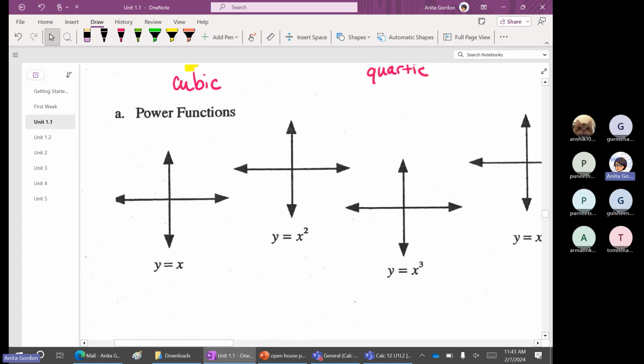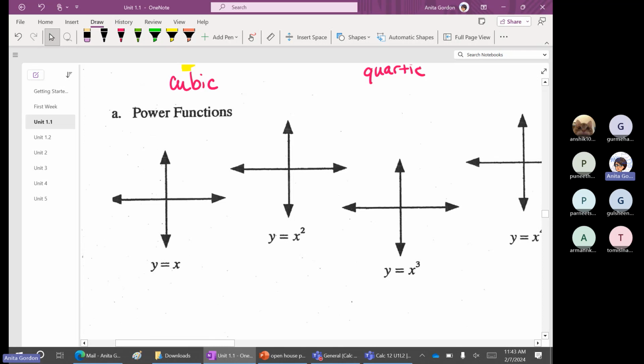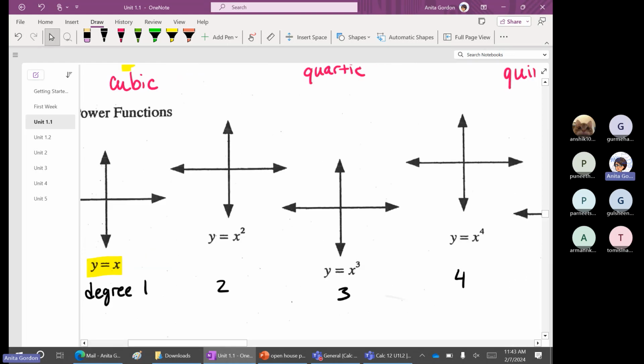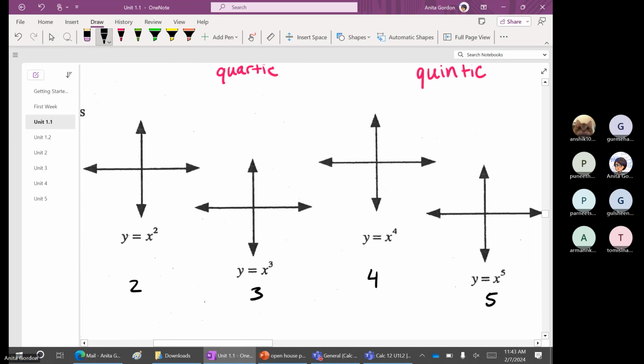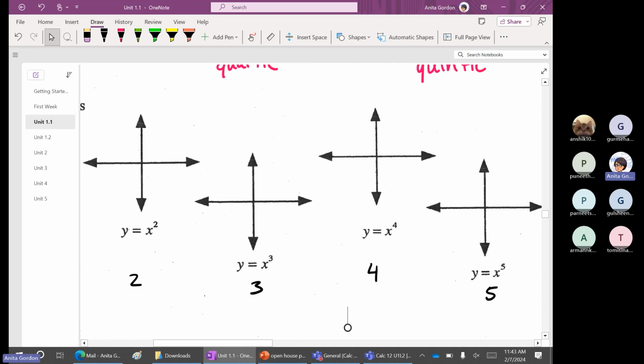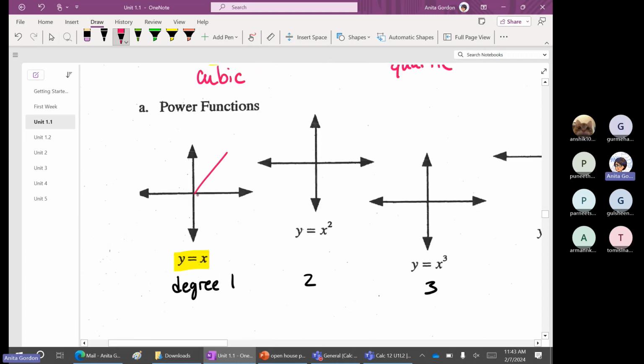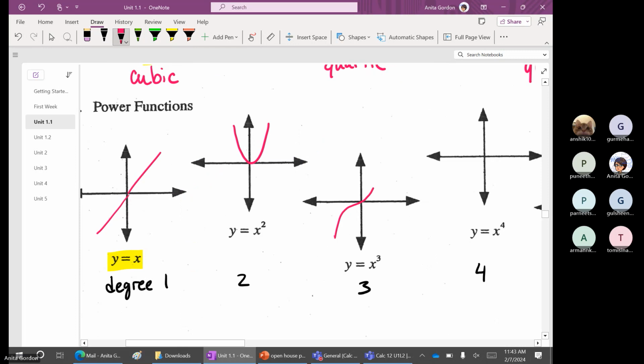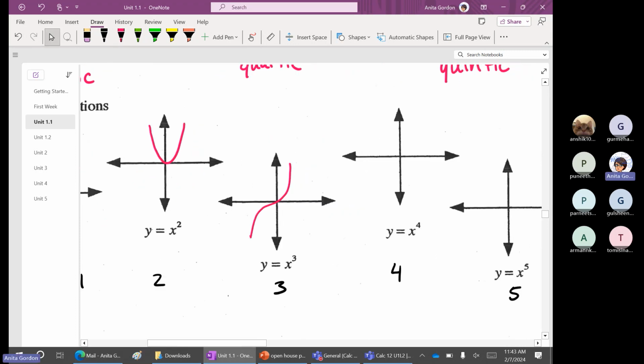Yesterday we talked about symmetry. So when we talk about power functions, y equals x, although we know it's linear, is technically degree 1. It is a polynomial. This is degree 2, this is degree 3, this is degree 4, and 5 over here. The basic shapes we've already covered. Looking at the base form of each one, no transformations, no reflections, they will all be centered at the origin and have these kinds of shapes.